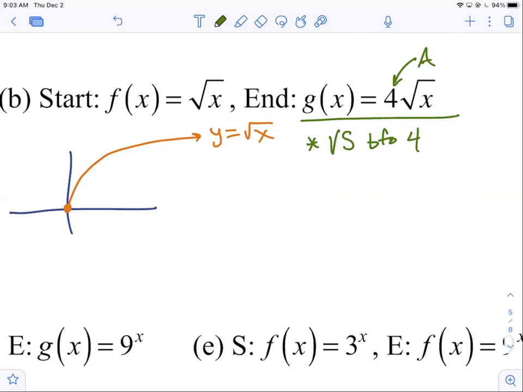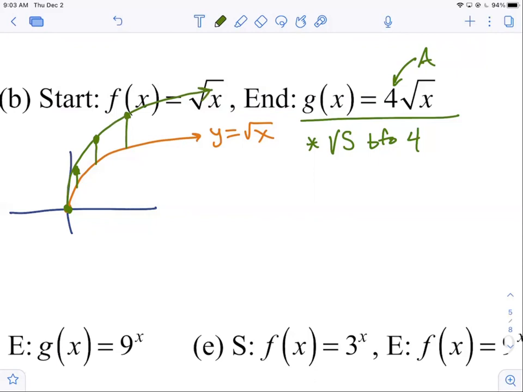So look what that's going to do. It's going to take all your y values and multiply them by 4. Well, 0 times 4 is 0. 1 times 4 is 4. 2 times 4 is 8. 3 times 4 is 12. If you connect those y values, it has the effect of making the graph steeper, doesn't it? Which is what we would expect.